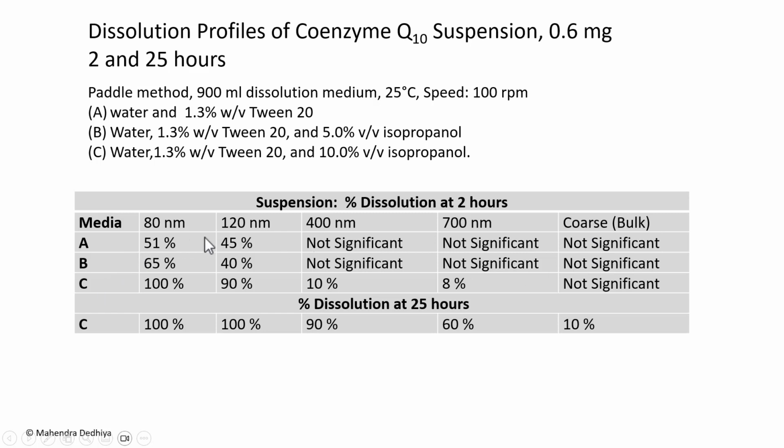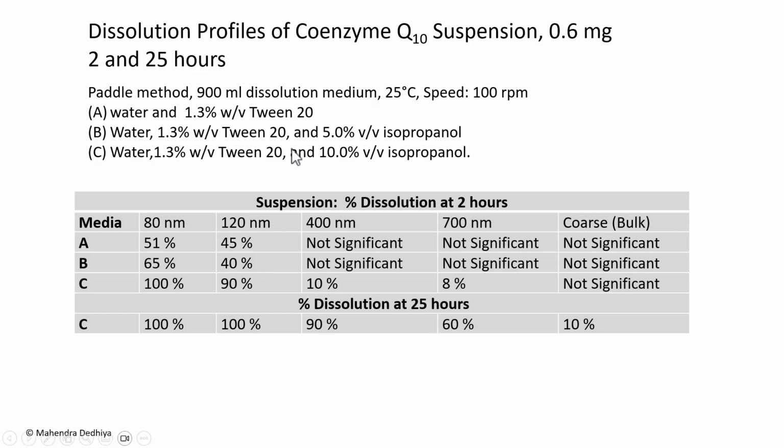So different media and different particle sizes show clearly different dissolution profiles. In media A, which does not have isopropanol, dissolution rates at 2 hours are slow for 80 and 120 nanometer, and there is no significant dissolution in 400, 700 nanometer particle size and coarse material. Media B, which contains isopropanol, shows an increase in dissolution for 80 nanometers. The rest of the materials behave the same as before.